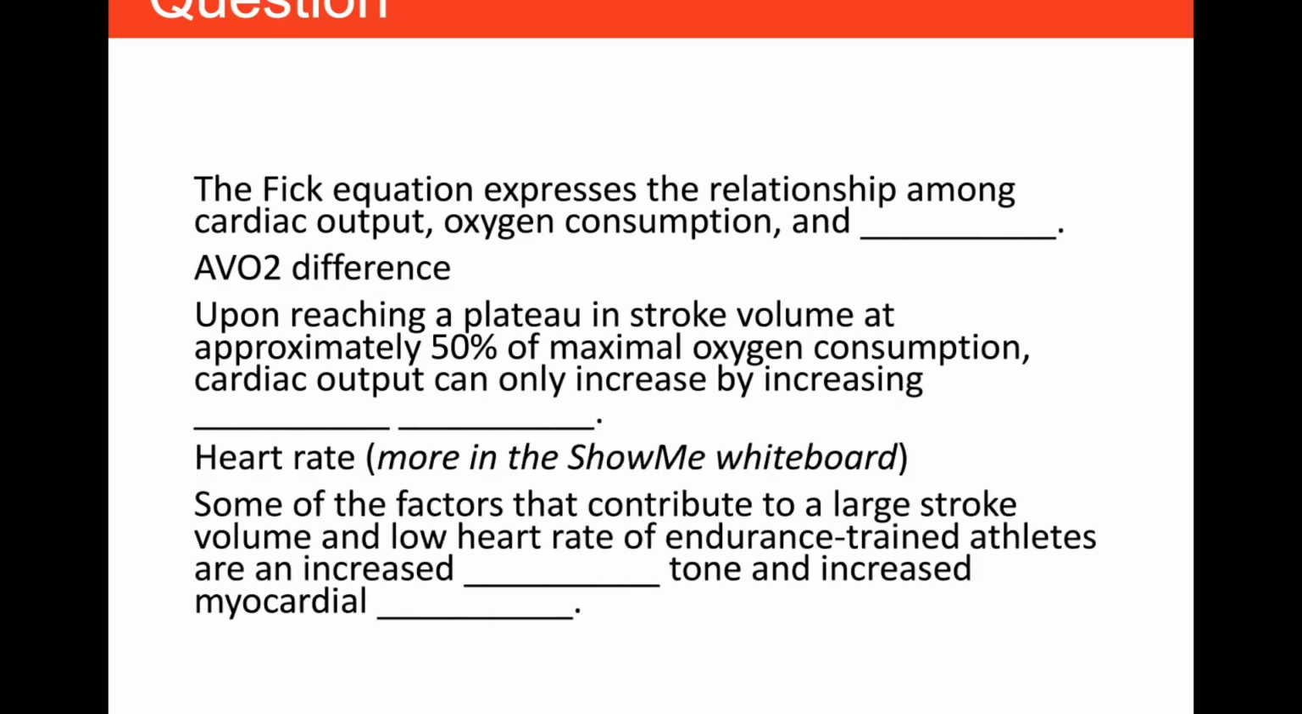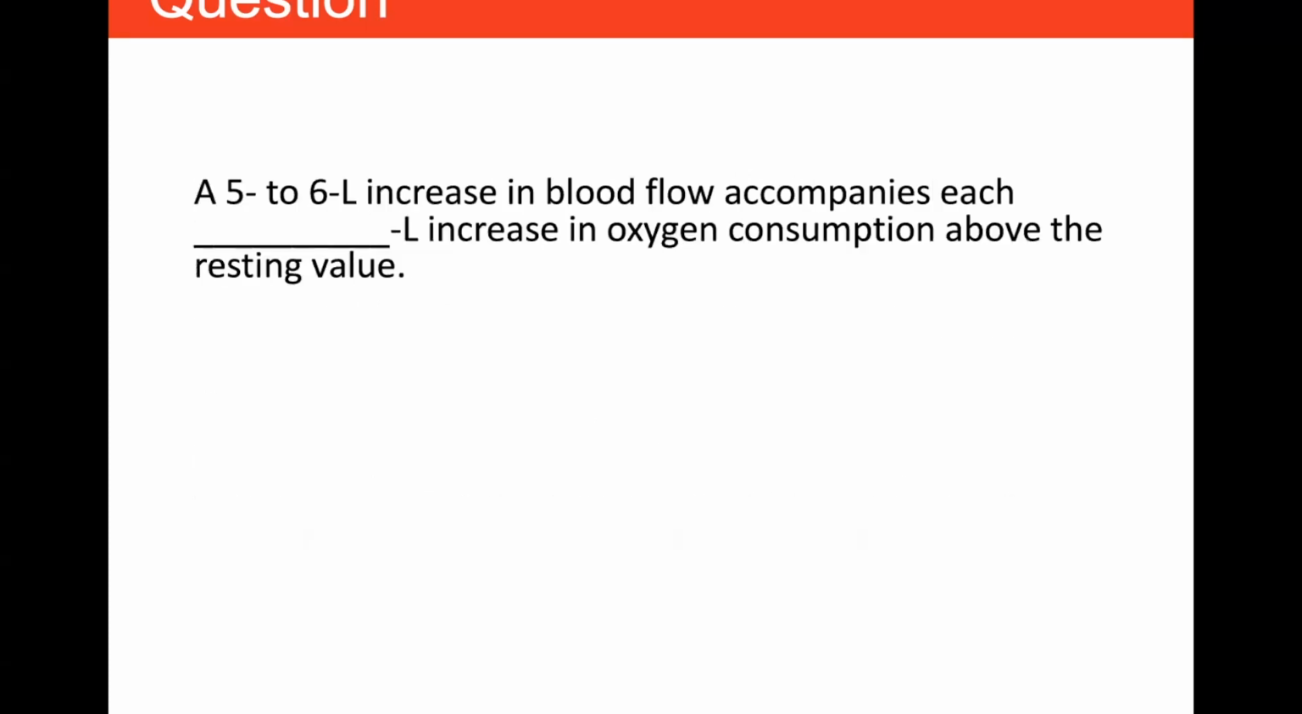All right. Some of the factors that contribute to a large stroke volume and low heart rate of endurance athletes are increased vagal tone and increased myocardial what? So you've got to kind of think about that to get that answer. Are they just cranking on sympathetics all the time, pedal to the metal, fight or flight at all times? No, they have a low heart rate because they have an increased parasympathetic or vagal tone. That's the vagus nerve, and increased myocardial contractility. They don't need to pump as hard because their body knows that their stroke volume gets stronger. So they say, all right, we don't need to have our sympathetics firing as much.